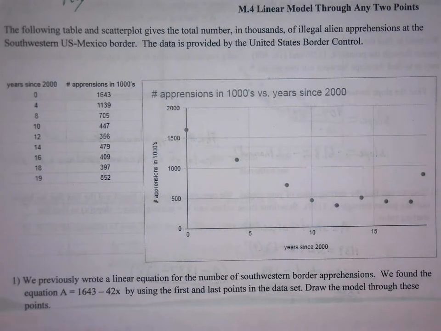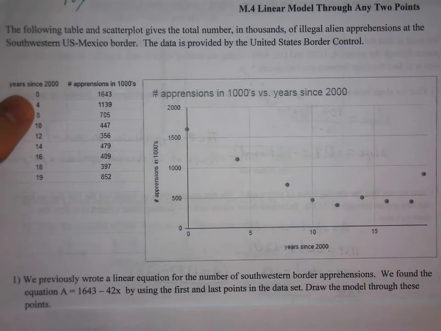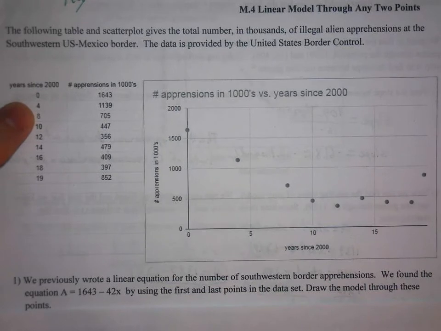So here we're going to look at writing the equation of a linear model through any 2 points. Given the situation of the number of border apprehensions, if you look at the year since 2000, 0 would represent the year 2000, 4 would represent the year 2004, 8 would be the year 2008, and so on.